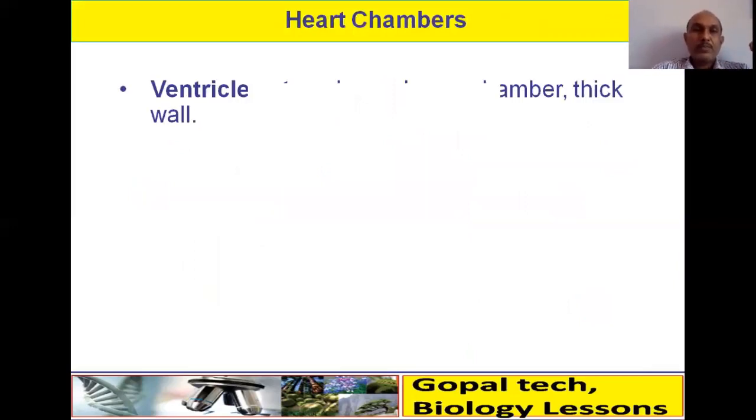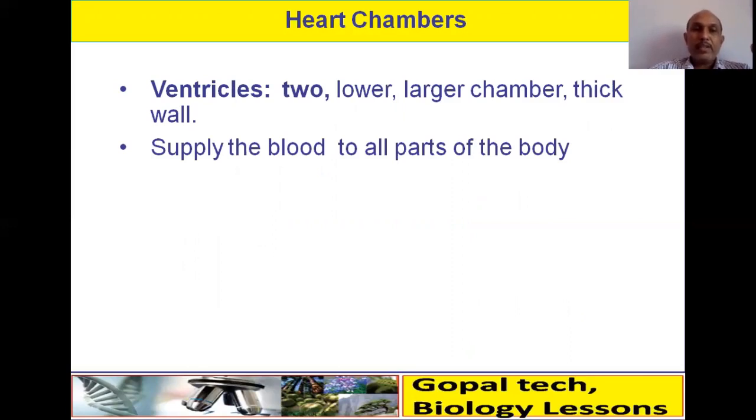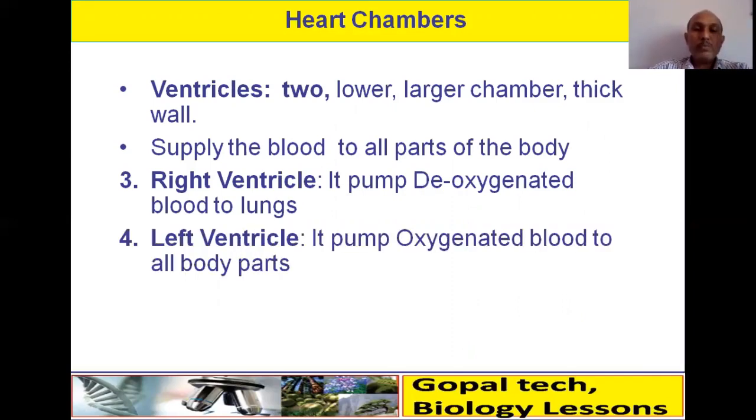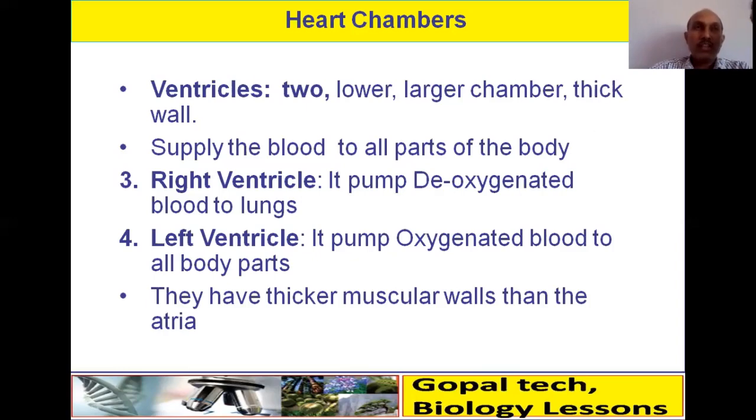Now heart chambers. Ventricles are the 2 lower chambers, larger chambers, and they have thick walls compared to the atria. They supply the blood to all parts of the body. The right ventricle pumps deoxygenated blood to the lungs, because the right side has impure or deoxygenated blood. The left ventricle pumps oxygenated blood to all body parts. So they have a thicker muscular wall than the atria, to generate more pressure.